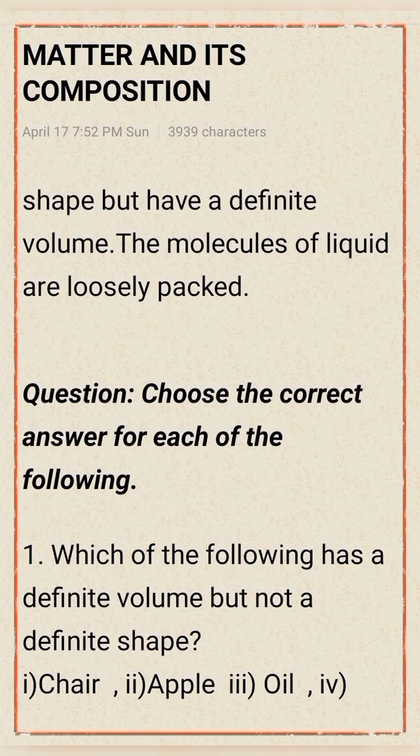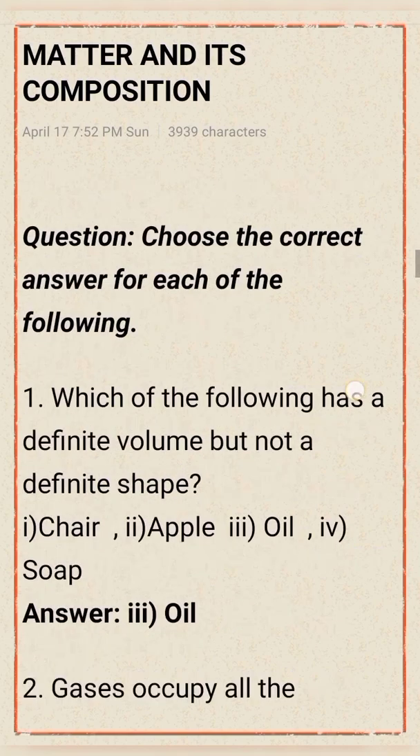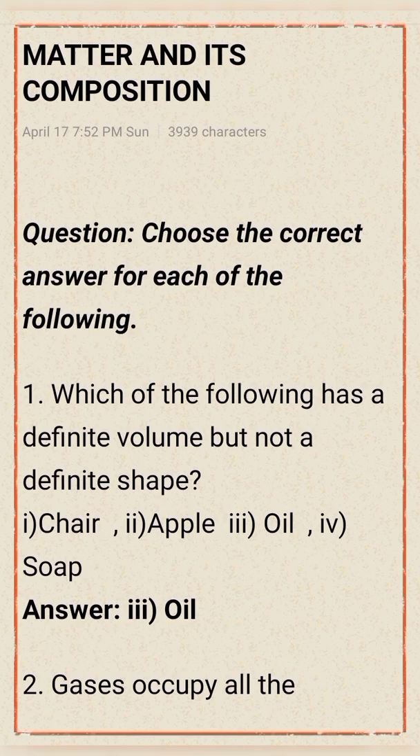Some questions: choose the correct answer for each of the following. First question, which of the following has a definite volume but not a definite shape? Option 1, chair. Option 2, apple. Option 3, oil. Option 4, soap. The right answer is option 3, that is oil.